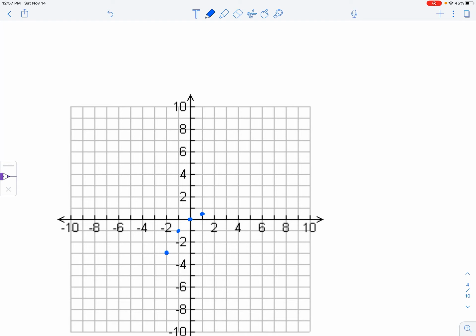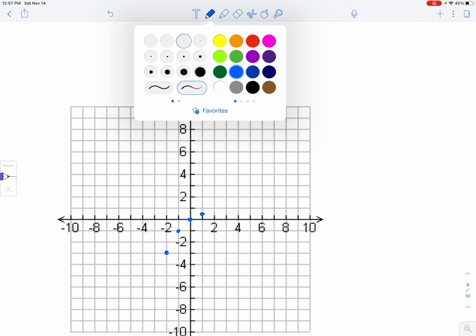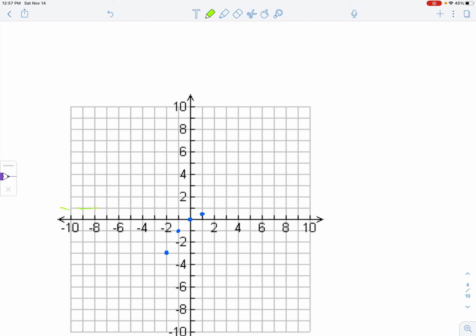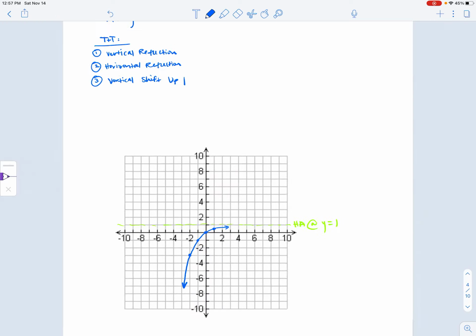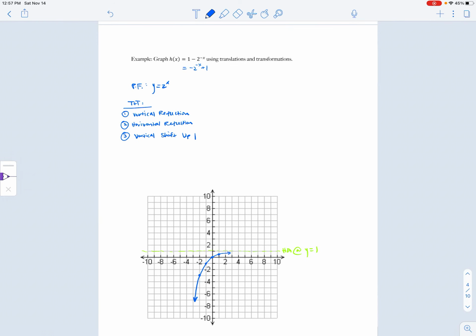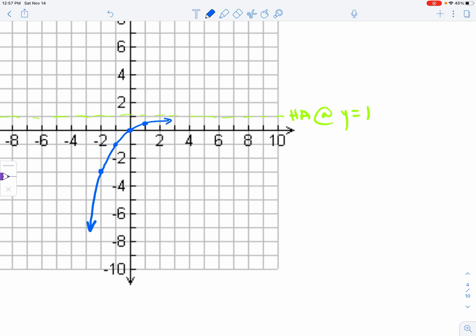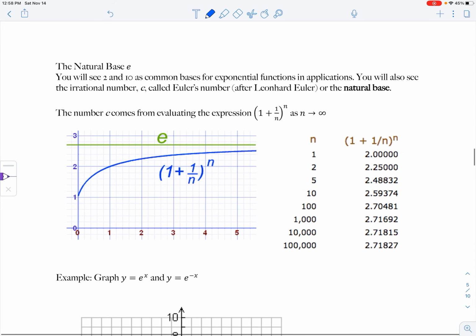Now, the horizontal asymptote, which would have been at y equals 0. Vertical reflection doesn't go anywhere. Horizontal reflection doesn't go anywhere. But that vertical shift shifts it up to y equals 1. Okay, so that is the graph of h of x.